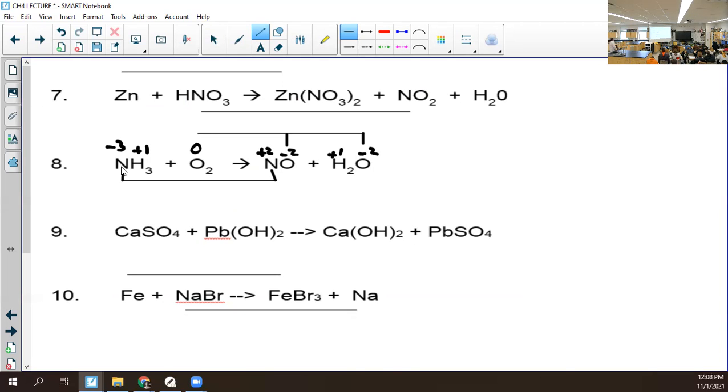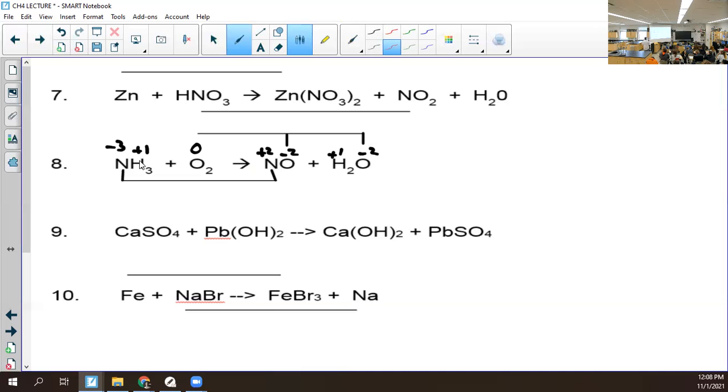All right, let's work through it together. It is not balanced. Yeah, it's not. Okay, here we go. You ready? So I came up with the following numbers. I found that N was -3 because H is a +1 when bonded to a nonmetal, and there were three of them. You okay with that?